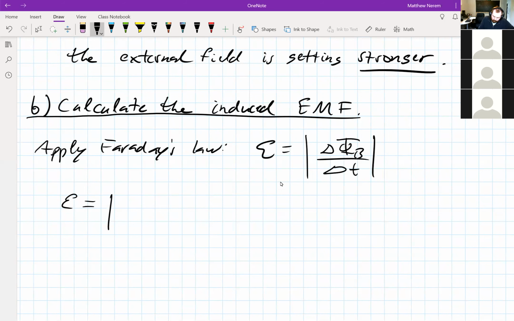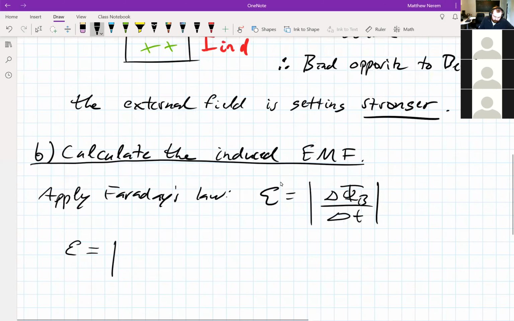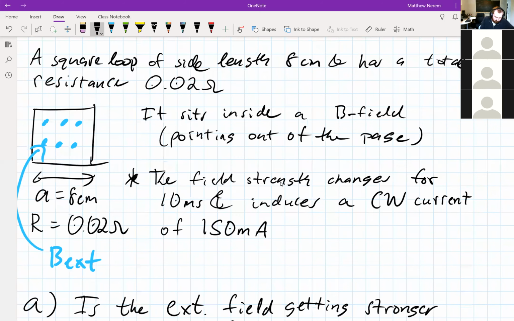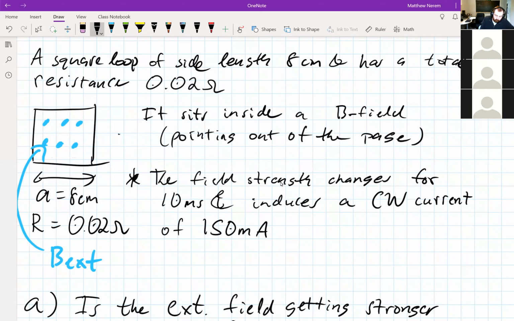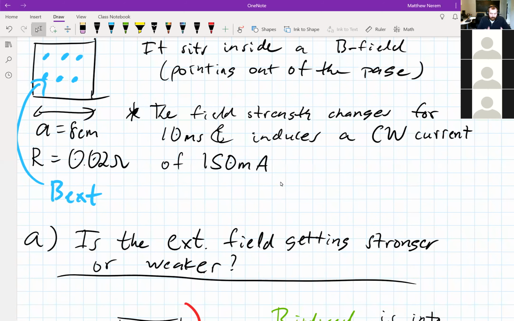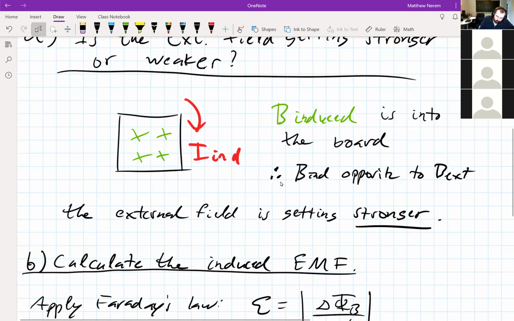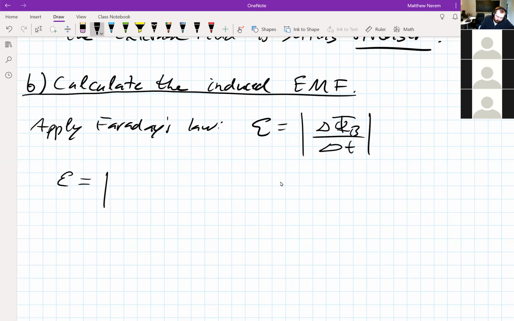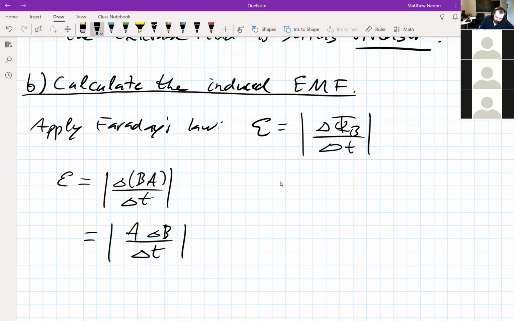Our flux. Right. Remember our picture? I'll go back up. Our flux is nice and uniform, pointing out of the page, increasing. So the only thing that's changing about it is its magnitude, not the area. The loop isn't changing in size. So we're going to have E equals delta BA over delta T, which we can reduce to just pull out the A. It's not changing. The area is not changing. Delta B over delta T.